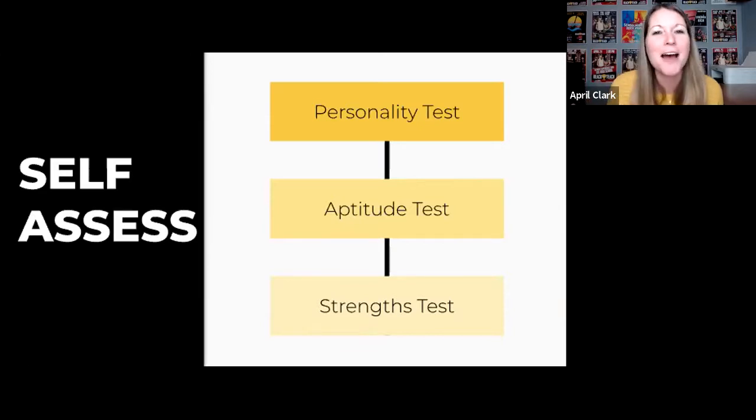Aptitude. Aptitude is not personality. In fact, aptitude is something that is developed at such a young age.